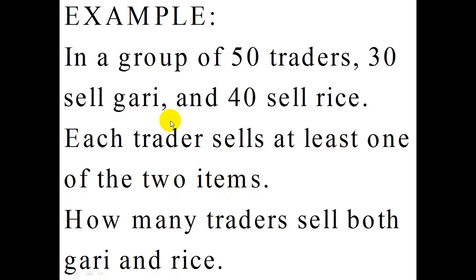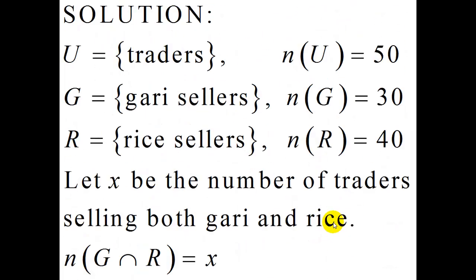Now I go over the question. In a group of 50 traders, 30 sell Gary and 40 sell rice. Each trader sells at least one of the two items. So how many traders sell both Gary and rice?